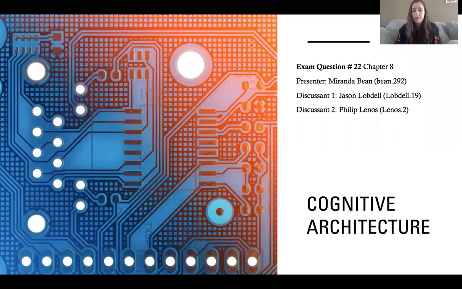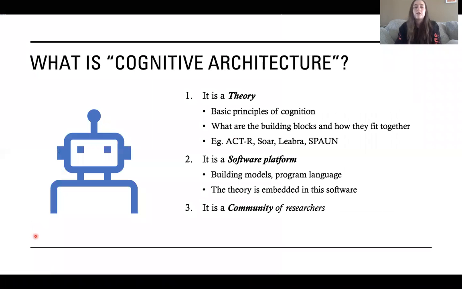Hi, my name is Miranda Bean, and I will be doing my presentation on exam question number 22, which deals with cognitive architecture and artificial agents. So first off, what is cognitive architecture?